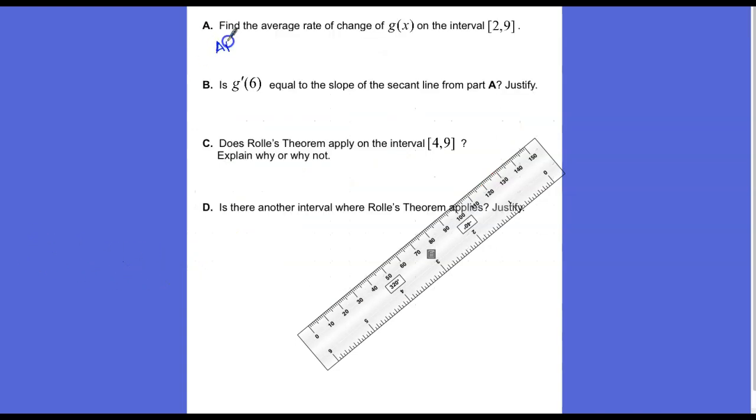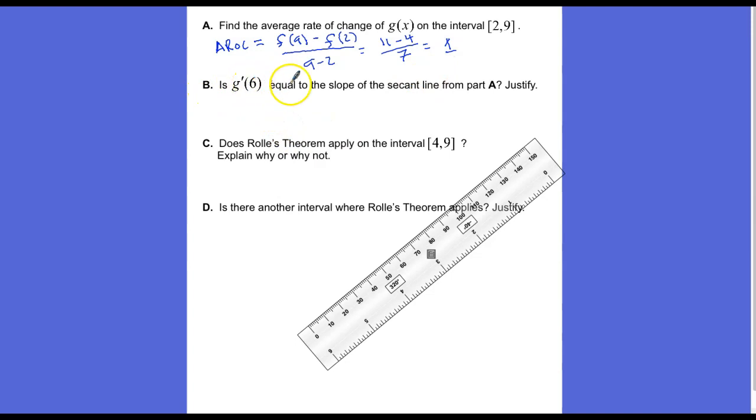So our average rate of change is going to be the slope of that secant line. So it is f of 9 minus f of 2 over 9 minus 2, which is 11 minus 4 over 7, and that's going to be equal to 1.